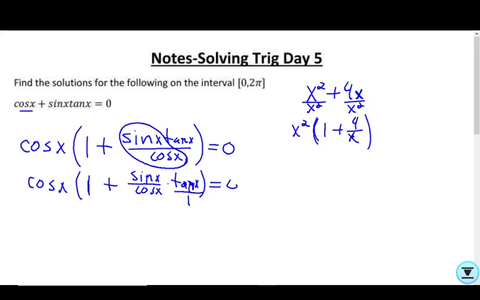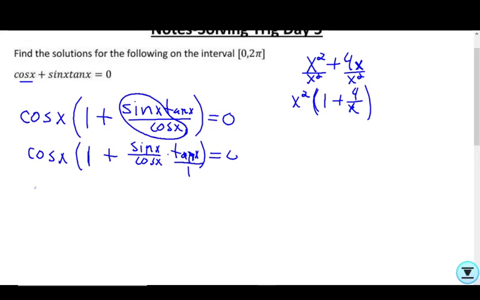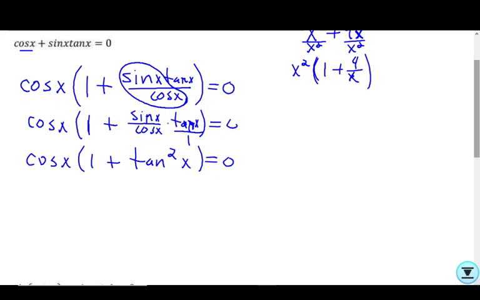We could rewrite it like that because when you multiply straight across, it's the same. And we know that sine over cosine is tangent. So in effect, we have cosine x times 1 plus tangent squared x equals 0. Now I have it in factored form. So set my factors equal to 0: cosine x equals 0, and 1 plus tangent squared x equals 0.